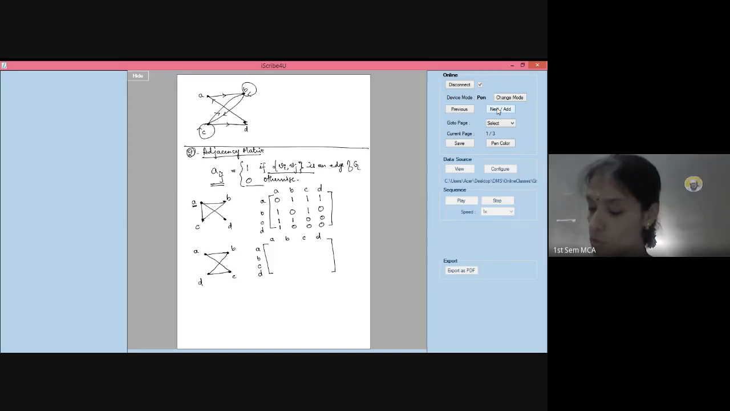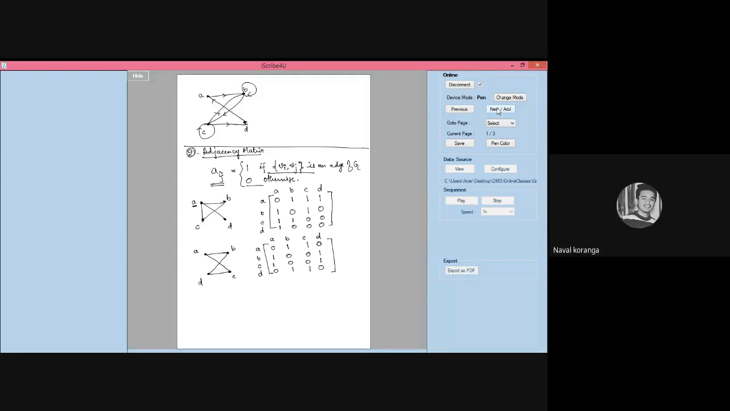So A to A, there is no loop, so it is 0. A to B is 1. A to C is 1. A to D is 0. B to A is 1. B to B 0. B to C 0. B to D is 1. C to A is 1. C to B is 0. C to C is 0. C to D is 1. Right? Then D to A is 0. D to B is 1. D to C is 1. D to D is 0. Did you all get this? Yes, ma'am.